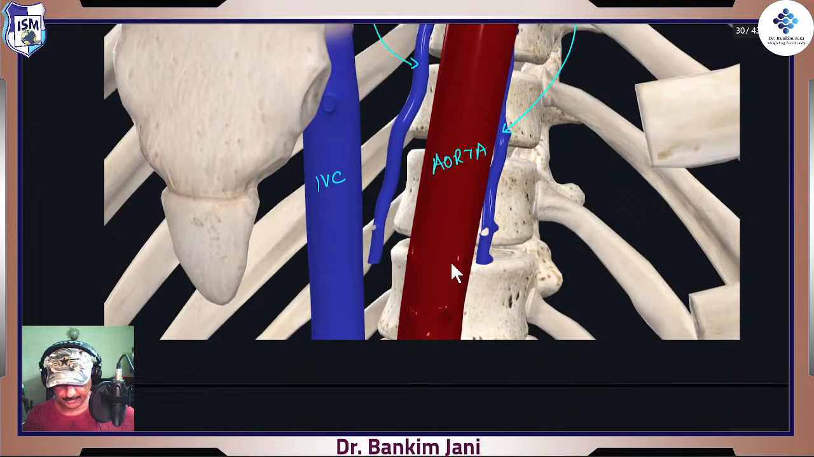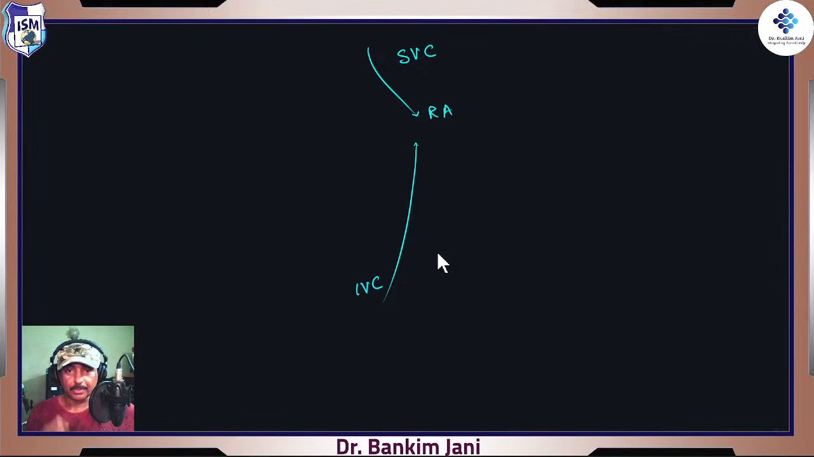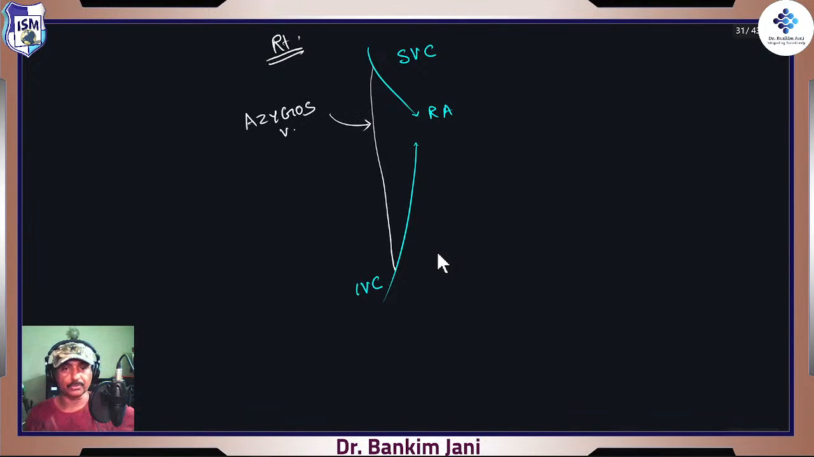To understand the azygos system, we'll draw a very simple diagram. This is superior vena cava, correct? Superior vena cava, it will open into the right atrium. Then in the right atrium, there will be the opening of the inferior vena cava. So far easy, right? Now, between the superior vena cava and the inferior vena cava, there is a communication. And this communication is on the right side. It is nothing but the azygos vein. So that's azygos on the right hand side, right?